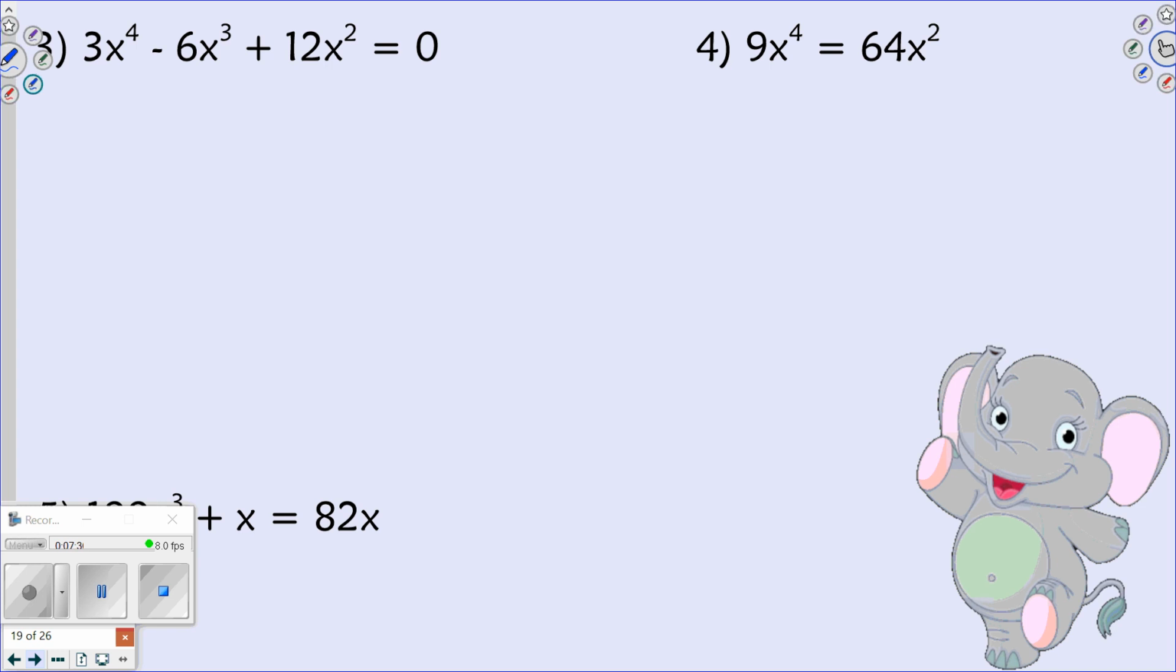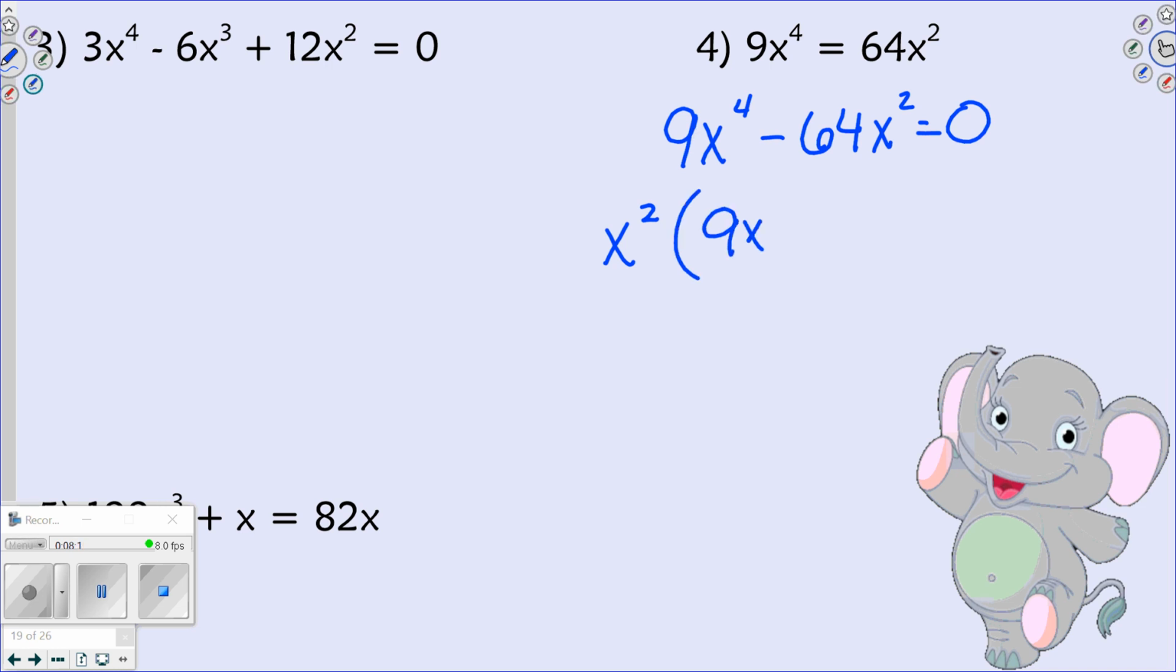You'll be fine. So number 4, what do you do first? Good. Set equal to 0. So I have 9x to the 4th minus 64x squared equals 0. Good. What's the GCF? Just an x squared. Thank you. I know what you're thinking of, but we have to take out our GCF first. All right, so then we're left with 9x squared minus 64.